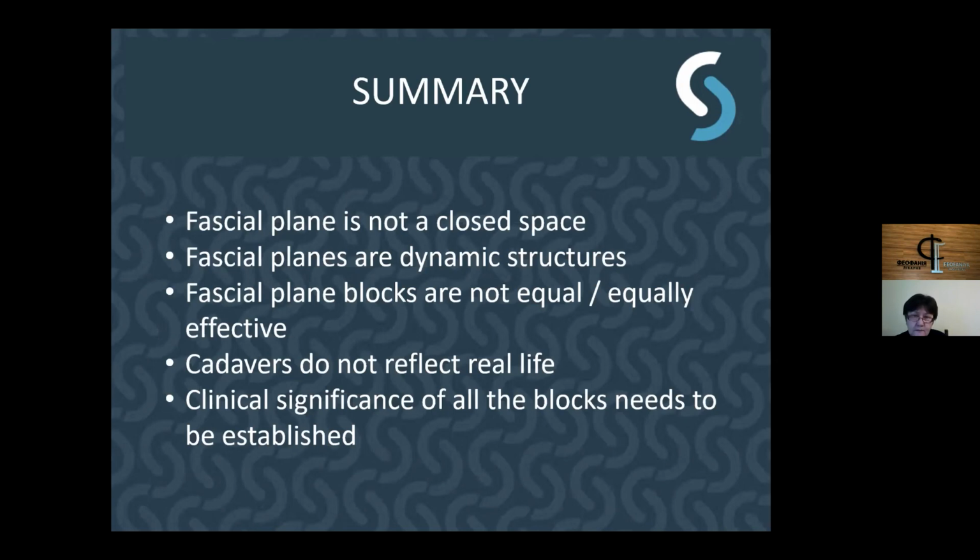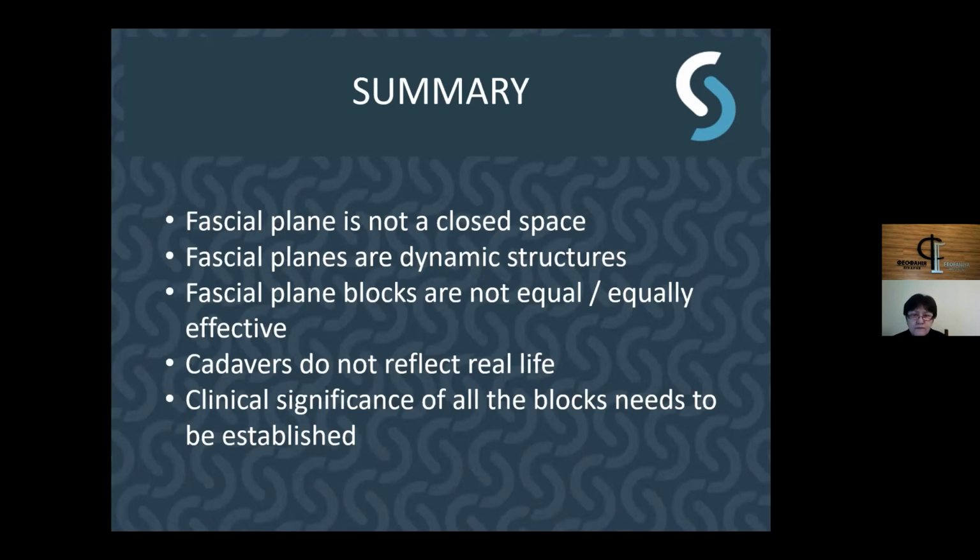Then what is the clinical significance of these blocks? Are they important? Is it important to do a retrolaminar block for certain indications? And what would those indications be? Would you rather do a midpoint transverse process block? When? And what would those indications be?